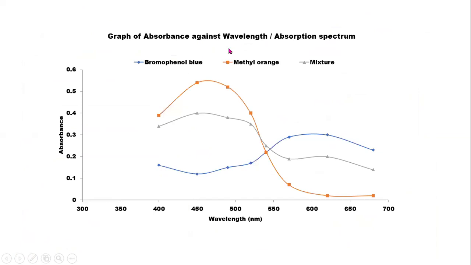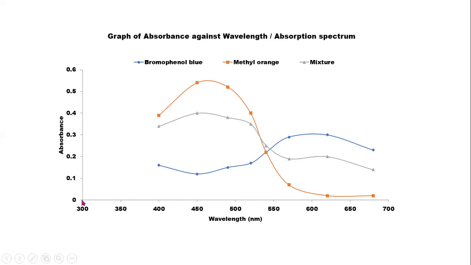We have a graph of absorbance against wavelength, which is called an absorption spectrum. We have a chart here with a legend that explains that blue is for bromophenol blue, and this should be orange for methyl orange, right? And the mixture of the dyes is in gray. Very important, you should not forget to label your graph. Each graph you plot must have a title, and the axes must have their corresponding titles and also units where applicable.